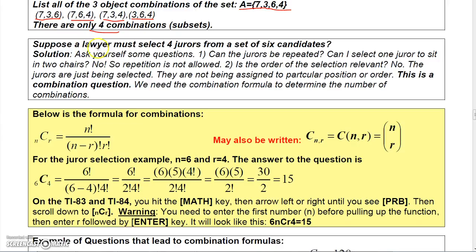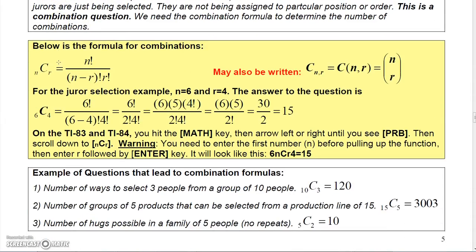Here's an example of a combination. Suppose we have to select 4 jurors from 6 candidates. Ask yourself: can I choose the same juror twice? Of course not. Is the order of the selection relevant? No, because if I choose 4 jurors to be on the jury, I'm not concerned about where they're going to sit or anything. I just want to know how many sets of 4 I can choose. So order is not important, and this would be a combination question. Now let's get the combination formula so I can answer that.